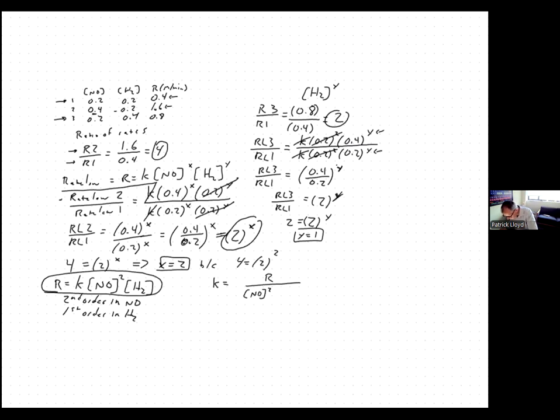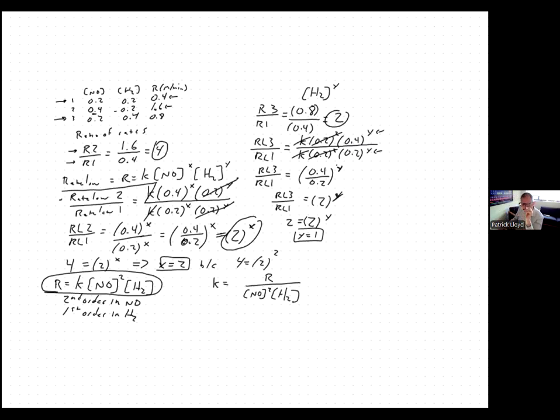And then H2 to the first power, right? Because if I divide H2 by H2 on the right side, that becomes 1. If I divide NO squared on the right side by NO squared on the right side, that becomes 1. So the rate divided by these concentrations multiplied together is going to give you the rate constant.